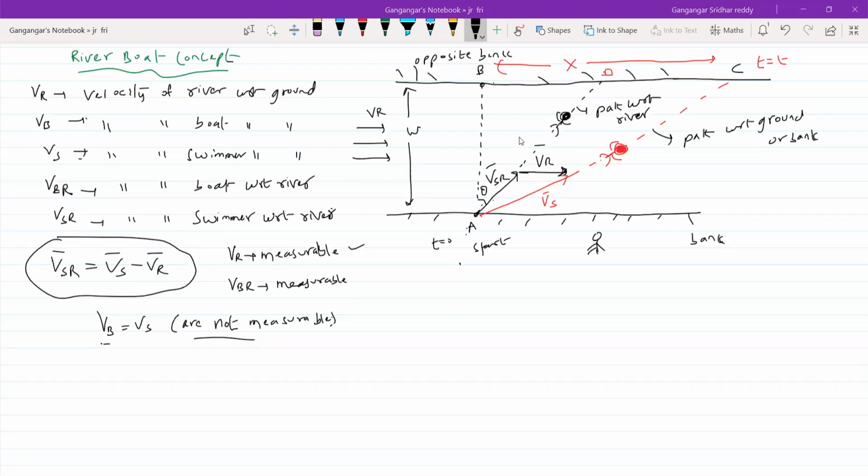VBR, boatman. I'll call the boatman. The boatman will look at the speedometer. You'll say, okay, with what speed the boat is moving, and also the direction. Quite simple. Is it okay? VBR, VSR, very, very simple. I'll call the swimmer: with what speed you are moving.